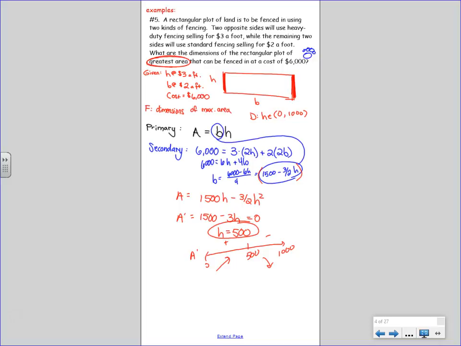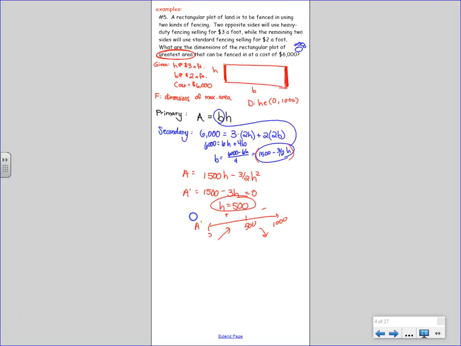But long story short, if I was to plug in 500 to find B, I'd have 1,500 minus 3/2 times 500. Real quick, 500 divided by 2 is 250. 250 times 3 is going to end up being 750. So then B equals 1,500 minus 750, which is another 750. There are my 2 measurements.